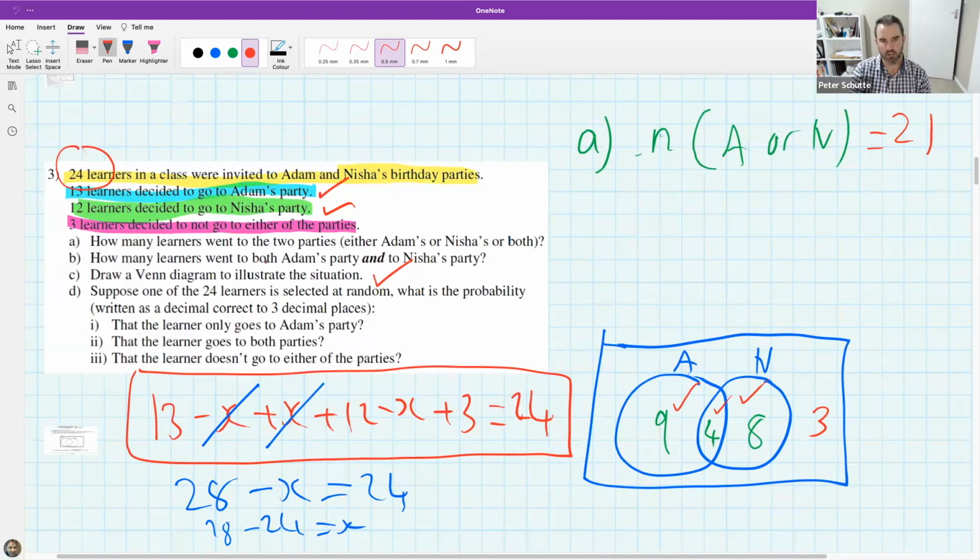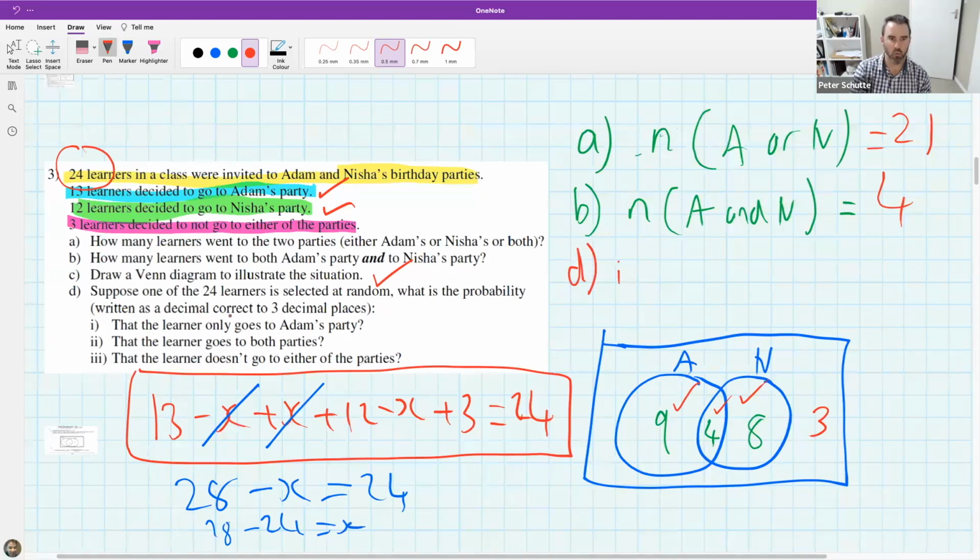How many learners went to both Adam's party and to Nisha's party? So for B, I want to know what A and N is going to be. They went to both. They didn't just go to one or the other. They went to both. So it should be 4. Yes, we are winning. Now for D, we have to bring in probability.